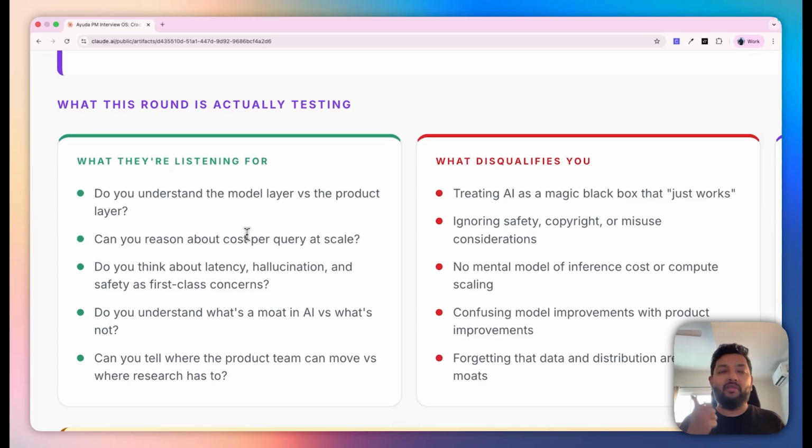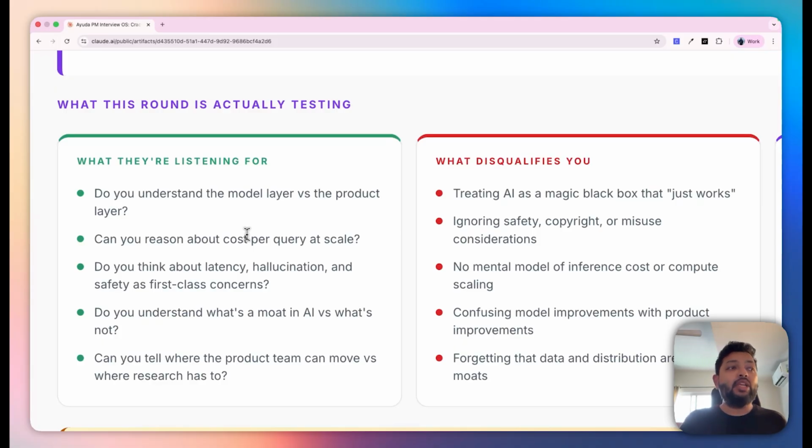So two things so far. One, can you segregate the model layer versus the product layer? Two, can you figure out what is the cost at scale for your work? Number three, do you know concepts like latency, hallucination, and are you aware of the concerns that happen with AI products? What are the safety concerns that can happen? Privacy concerns, data breach, etc. Do you understand what is a moat in AI, right? What is something that others cannot repeat? What is something that others cannot do is the next thing that is there.